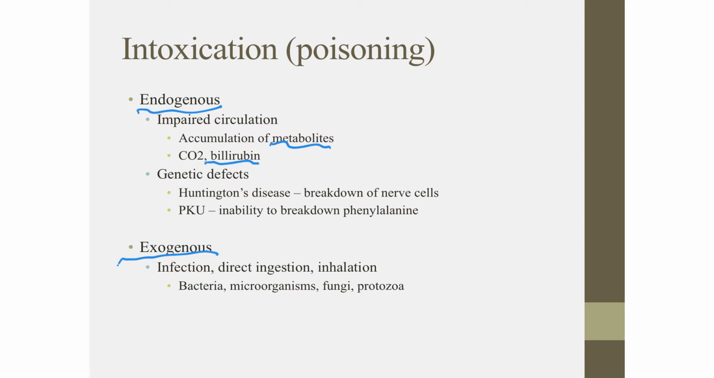We can see this in Huntington's disease, which is a neuronal disorder, causing choreatic movements and other types of motor manifestations. And in this case, we can see breakdown of nerve cells as a direct result of this disease. There's also PKU, another genetic abnormality where the individual is unable to break down the constituent phenylalanine, which then builds up in the physiology, altering the biochemistry and causing an intoxication state.